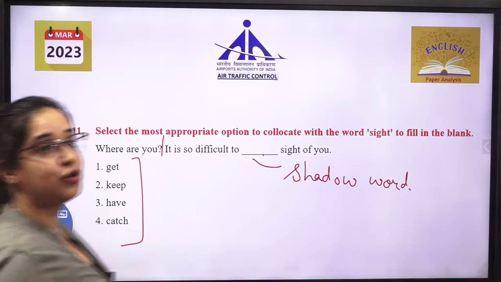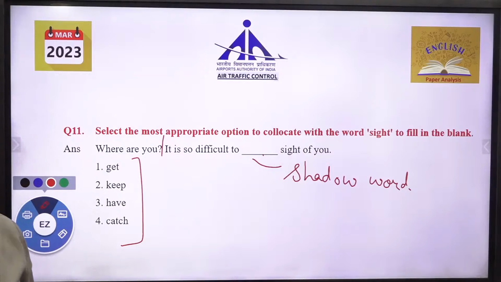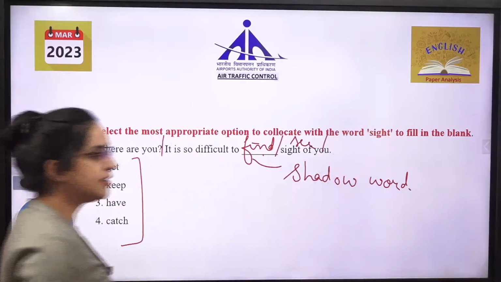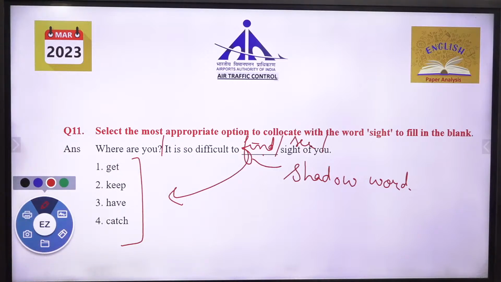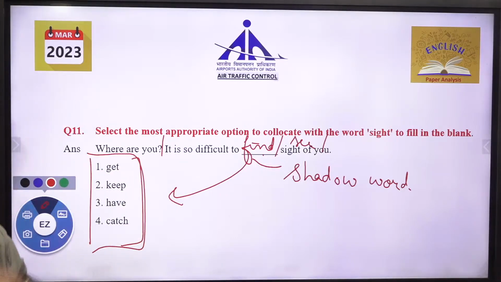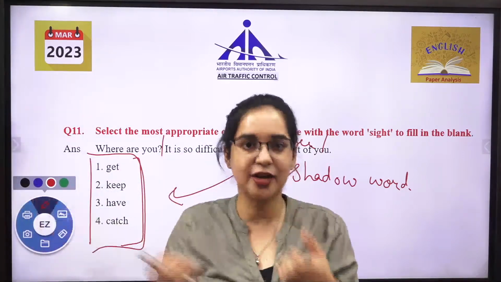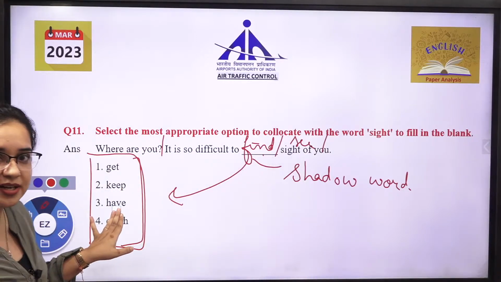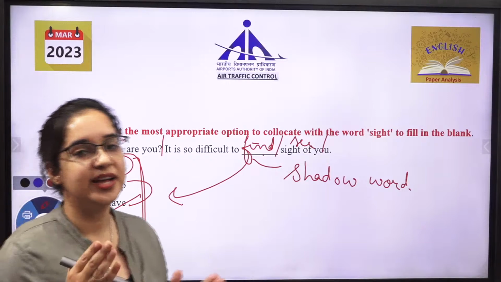Where are you? I am finding it difficult to find you. What will come in the sentence? See you, find you. Very good. Something like that would be the shadow word. Now think what the answer will be. That is why I tell you, do not do any question in a hurry. Otherwise you are going to have a wrong answer, the way you had get over there. Get: it is so difficult. You are not taking anything. Keep? You don't have to keep anything either. Have, keep mean the same thing. Get also means to receive. Catch you means find you. Catch is the right one.